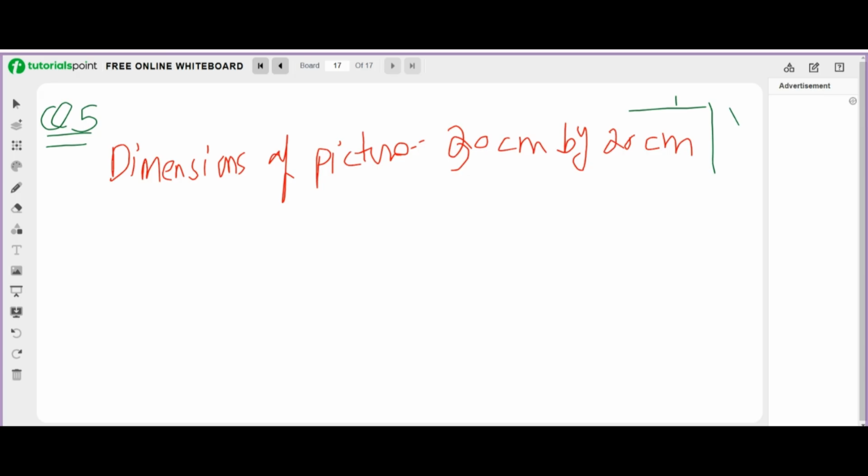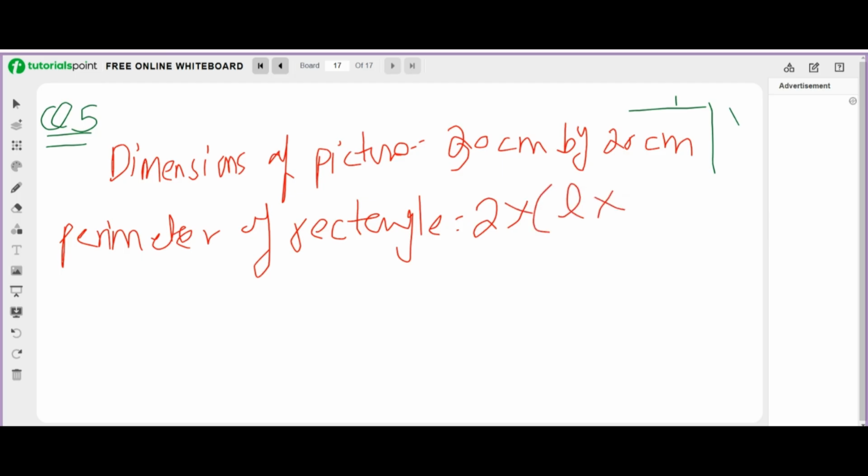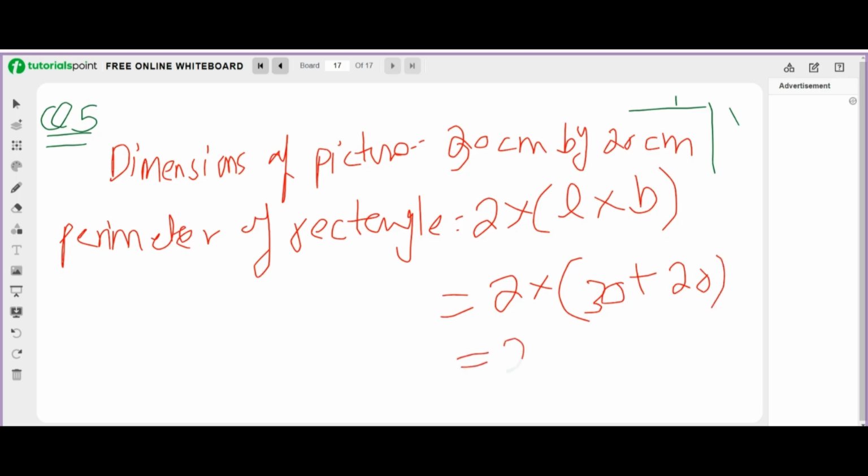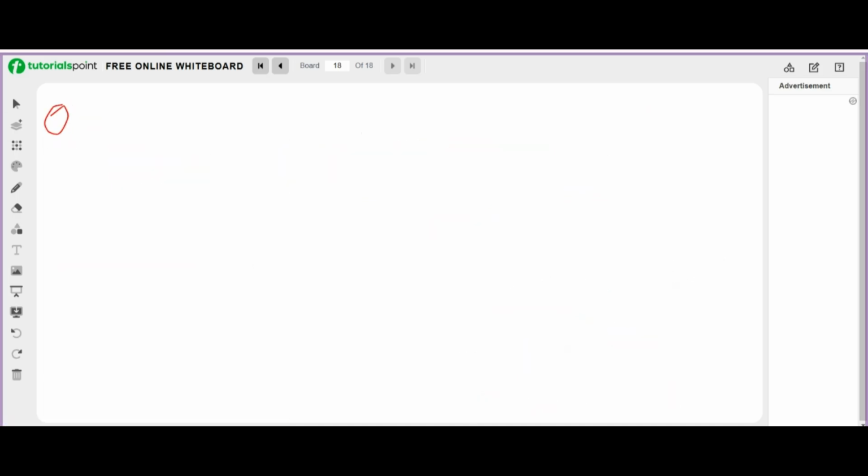So we will start from the perimeter of the rectangle. You have to mention the diagram, the shape as well. That will be 2 multiplied by length plus breadth. And then 2 multiplied by, what is the length here? 30. Larger is always the length, and the smaller is the breadth. And then 20 plus 30, which is 50, and the answer will be 100 centimeter. Okay. Question number 6.